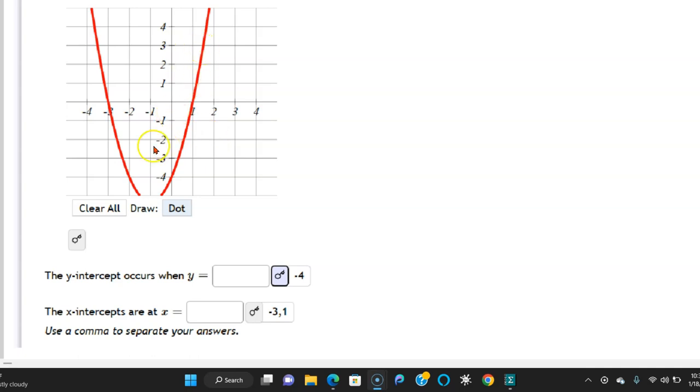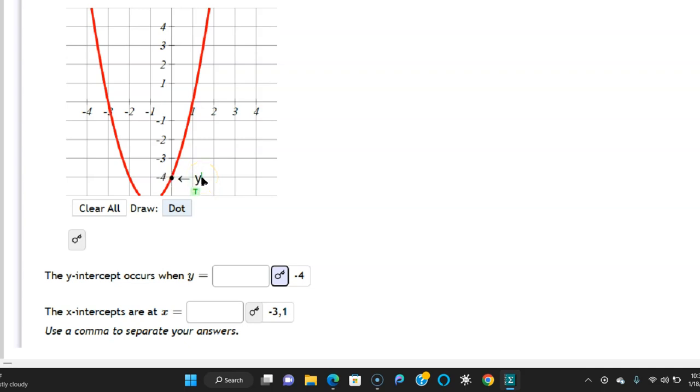So this question shows a parabola. Now you have to do a couple things. The y-intercept occurs when y has some value, and it's negative 4. So why is that? Well, what you have to do is mark up dots first. So you put a dot right here.